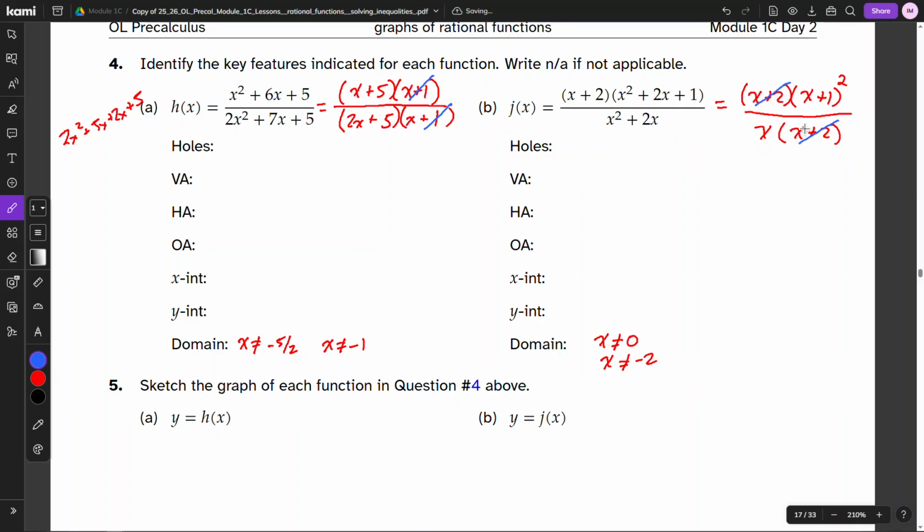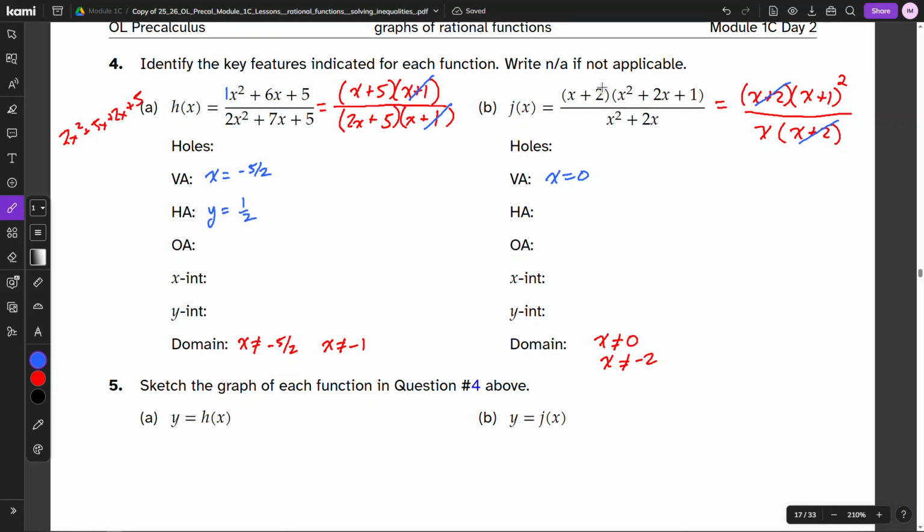Once I simplify, I can have my vertical asymptotes. So I'm going to have a vertical asymptote for this one at x is negative 5 halves. And for this one, I'm going to have a vertical asymptote of the y-axis at x is equal to 0. Horizontal asymptote, I can look to the ratio of the leading coefficients if the degrees are the same. So there's an implied 1 here, 1 to 2. So my horizontal asymptote is going to be y is 1/2.